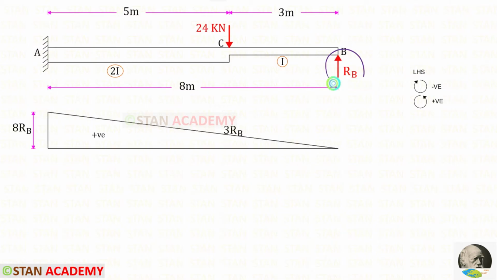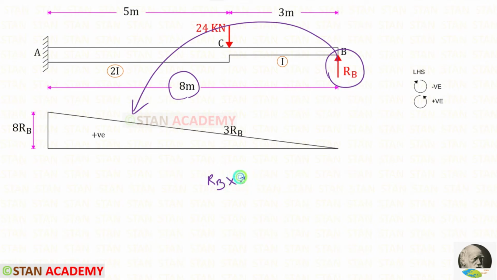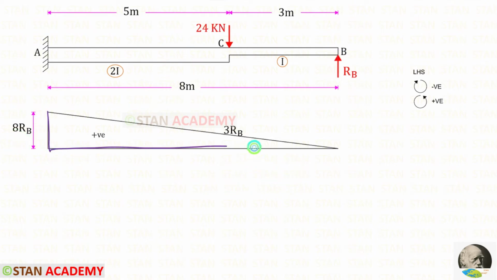First, let us take RB. It is acting in the anti-clockwise direction and the distance is 8. RB into 8, it will be 8RB and the diagram will be in the shape of a triangle. Also, we can find the moment under the point load, RB into 3, it will be 3RB.